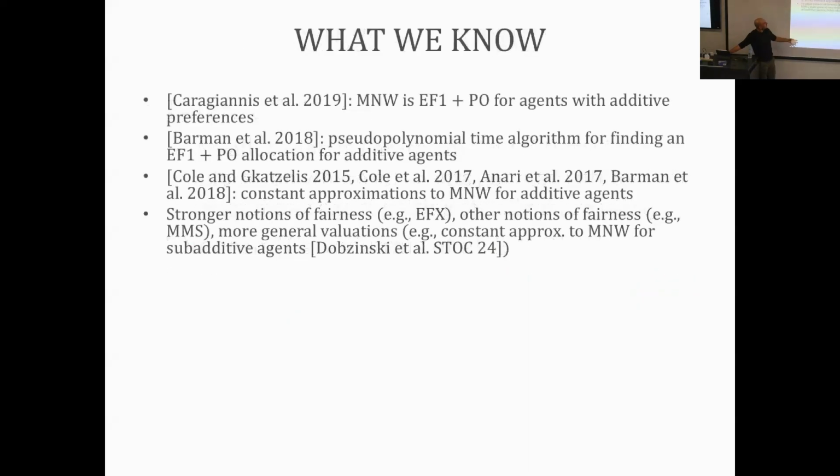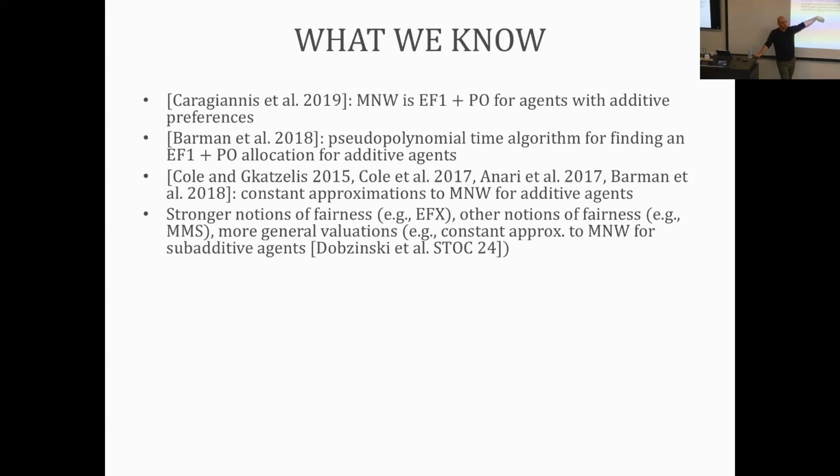Good. So now this is a big industry actually. Maximizing the product of utilities over integral allocations is NP-hard. We have polynomial time algorithms for finding EF1 and PO allocations. We know how to approximate MNW, so we know how to find an integral solution that is approximately optimal with respect to the product objective for additive agents. This is a very active field. For example, at STOC last year, there was a constant factor approximation for subadditive agents. So this is an area people are working on.